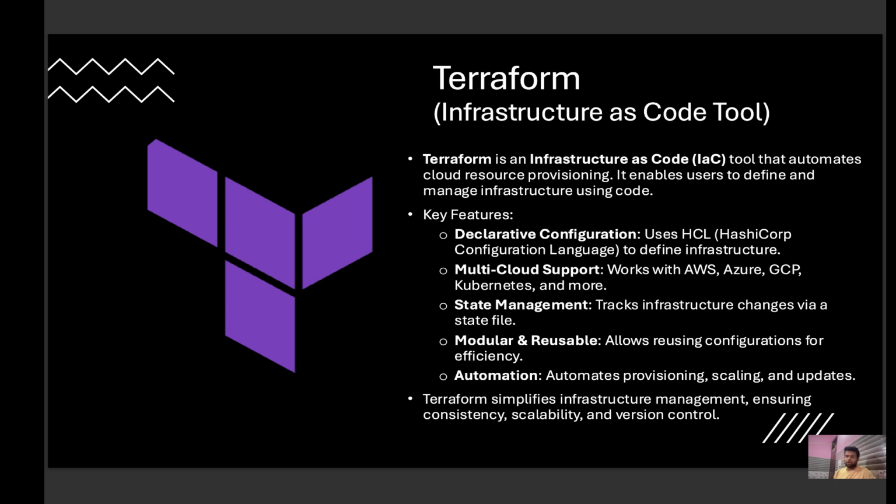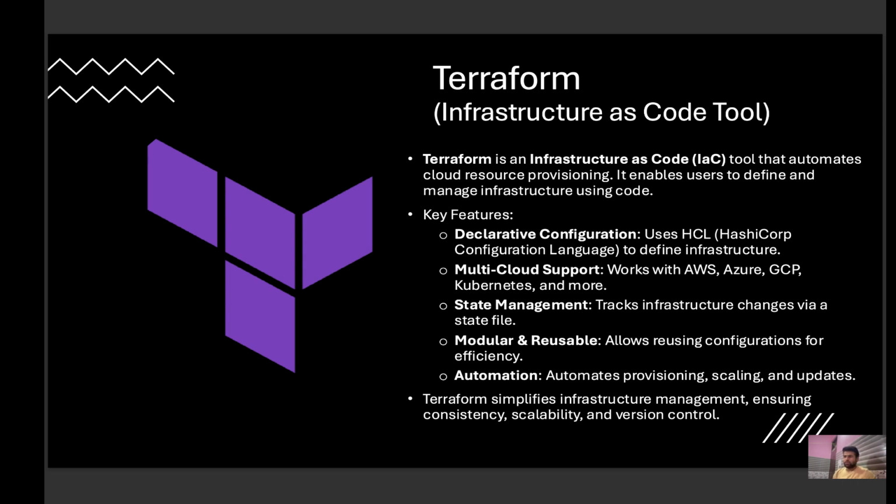So automation: it automates the provisioning, scaling, and updates. If you want to increase the EC2 instances, just go ahead and define the new EC2 instance details in the Terraform file, and just go ahead and apply it. It will automatically scale those applications, those services as well.